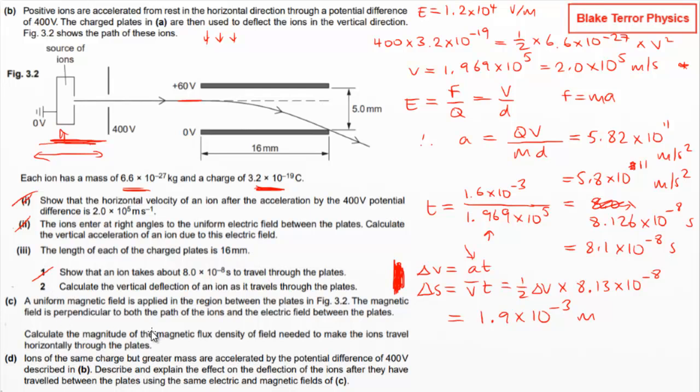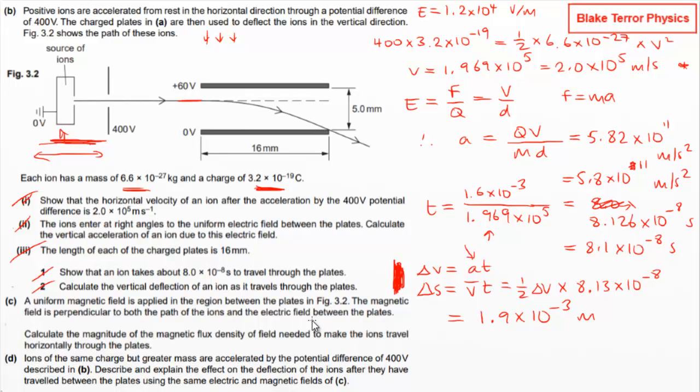Right. What bit was that? I've lost where I am on the questions. Right, we've just done that. Right, part C. Uniform magnetic field is applied to the region between the plates. The magnetic field is perpendicular to both the path of the ions and the electric field. Calculate the magnitude of the magnetic flux density needed to make the ions travel horizontally through the plates.